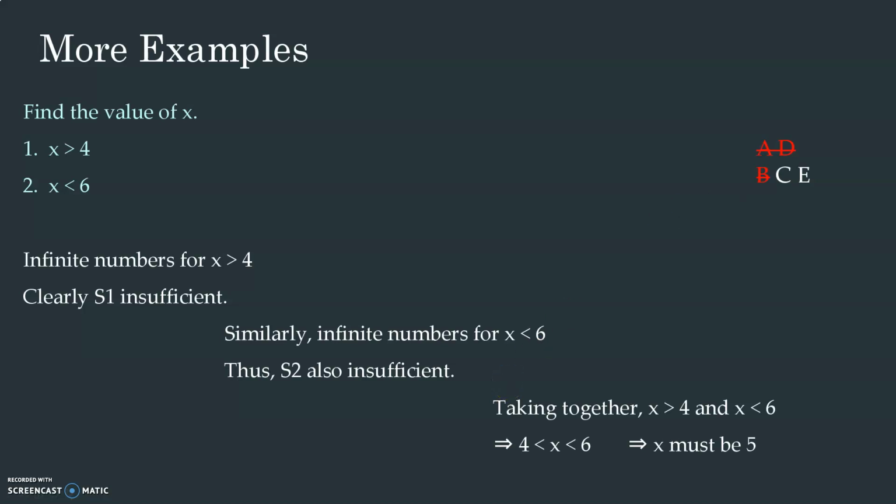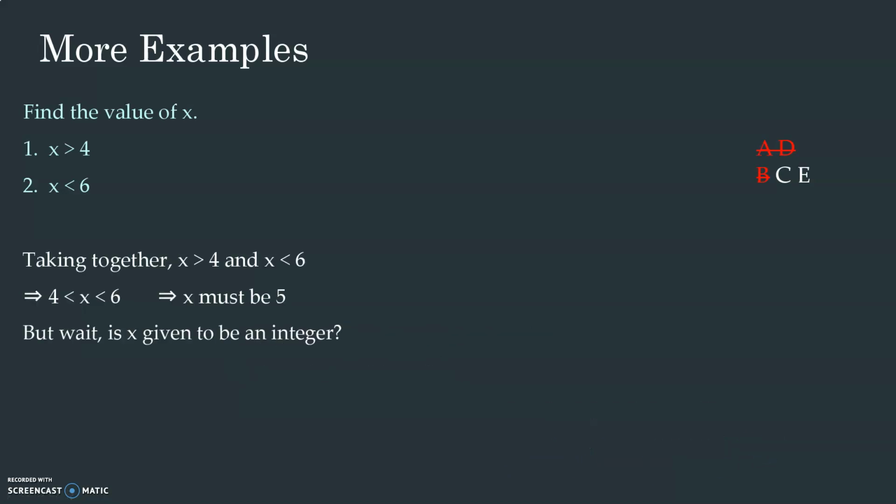Taking them together, interesting, x is greater than 4 and lesser than 6, which means x has to lie between 4 and 6. Clearly x must be 5 then. Taking together, greater than 4, lesser than 6, x must be 5. But you have to pause and think, is x given to be an integer? Right? We are saying it is between 4 and 6, but you can conclude it equals 5 only if you know that x is an integer.